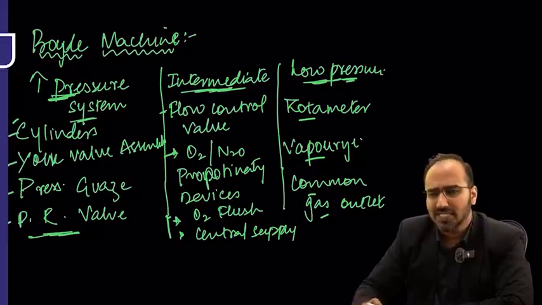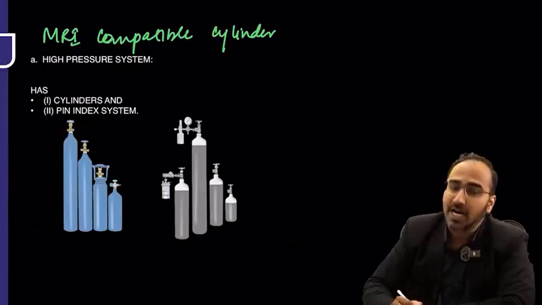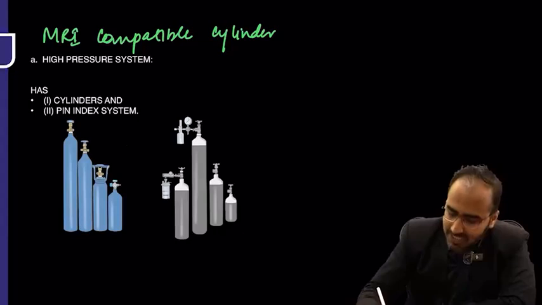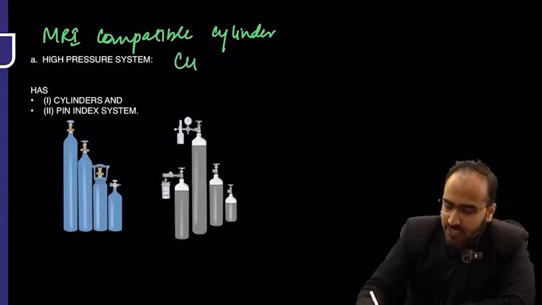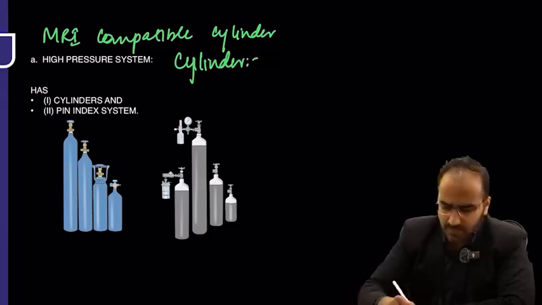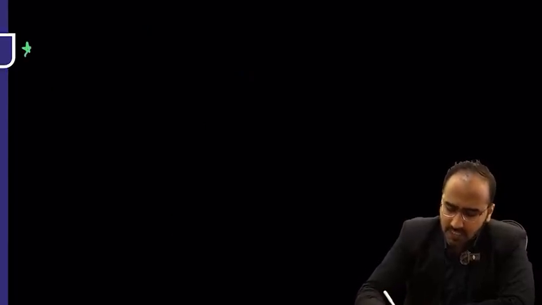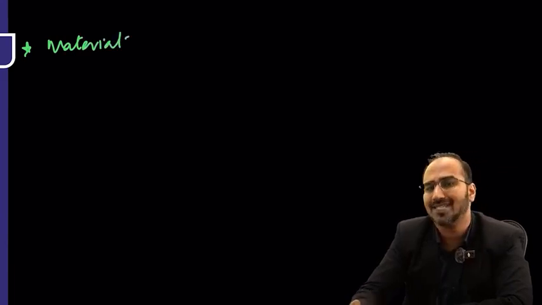Now guys, the questions are not asking about high, intermediate. The questions are asked about the parts of the machine. The first part of the anesthesia machine is called the cylinder. Now guys, in this cylinder, what we need to remember? Two things we have to remember. The first thing is, what is the material used to make the cylinder? Come on guys, what is the material used to make the cylinder?